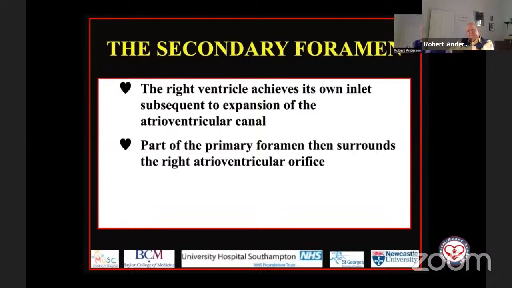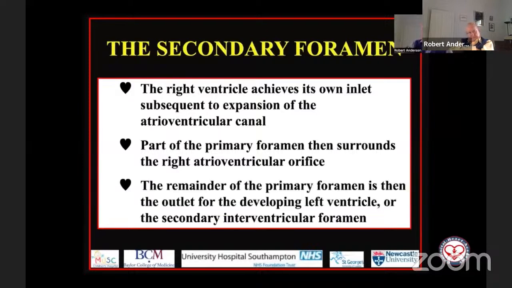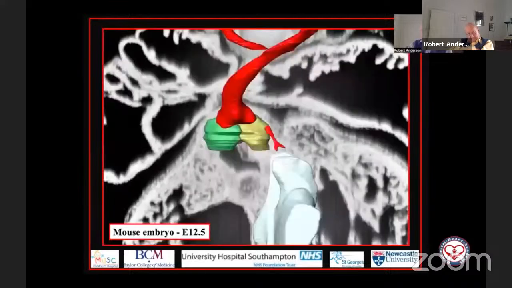So to summarize, the right ventricle has now achieved its inlet, through expansion of the atrioventricular canal. Part of that foramen surrounds the right atrioventricular orifice. The remainder of the foramen is the outlet for the developing left ventricle, the secondary interventricular foramen.